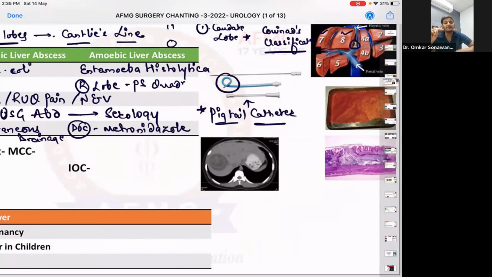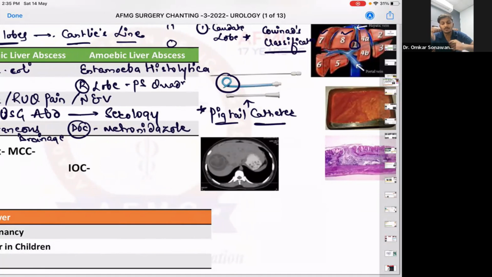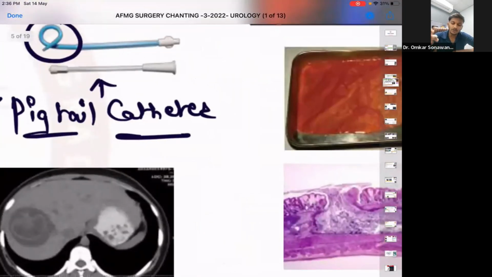Drug of choice for amoebic liver abscess is metronidazole. So metronidazole is given to the patient, and most of the patients will recover. If the patient does not recover, in that condition, we will need a percutaneous drainage with pigtail catheter. Otherwise, it is not required. So then if I talk about this, what is this?